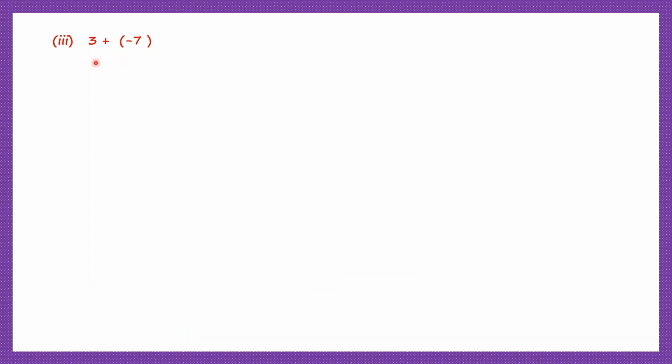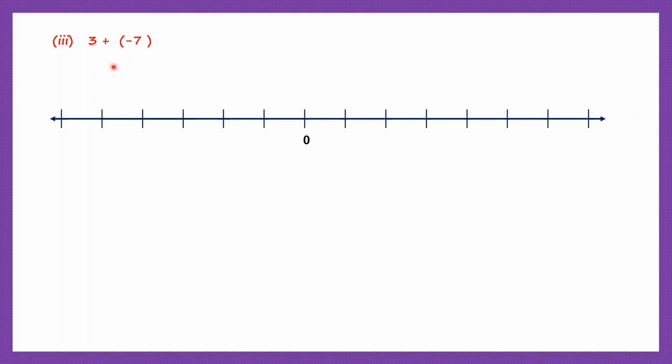Question 3. 3 plus minus 7. So the number line, and then we have 0. So let's write all the other numbers. So we have positive numbers and negative numbers. Let's go to the question. So the first number is 3. 3 or plus 3 is the same. So we are starting from 0 and we're going to go up to plus 3. So this is plus 3.